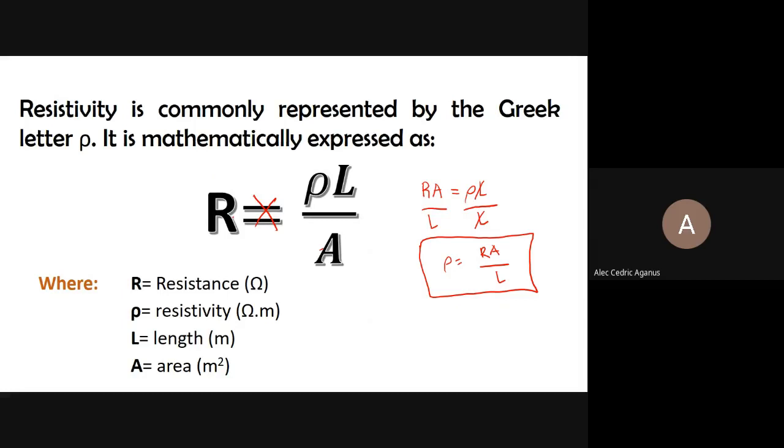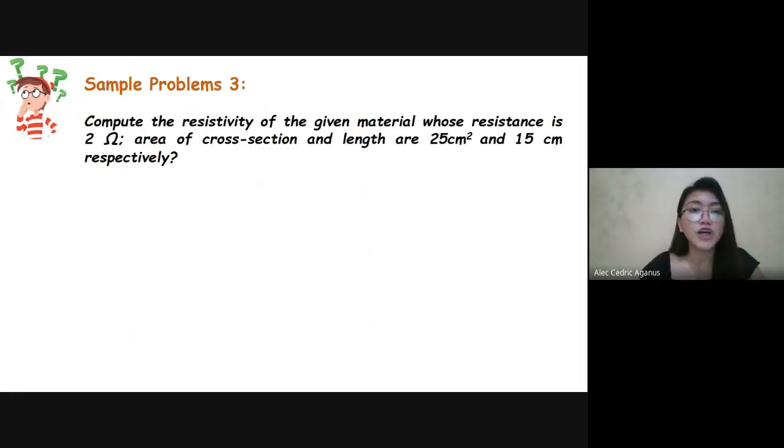First problem: compute the resistivity of the given material whose resistance is 2 ohms, and whose area of cross-section and length are 25 squared centimeters and 15 centimeters respectively. First, write the given. We have R is equal to 2 ohms. Your length is equal to 15 centimeters.